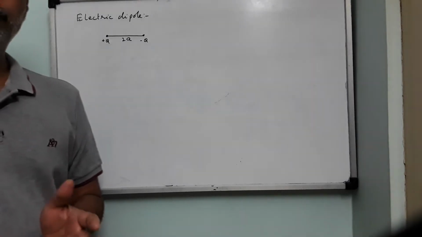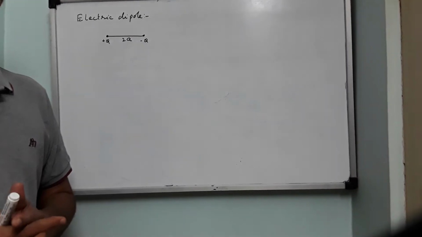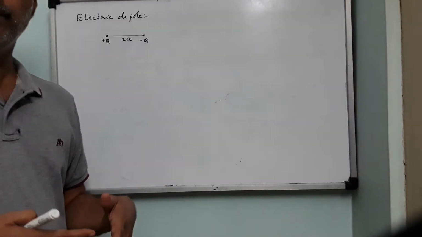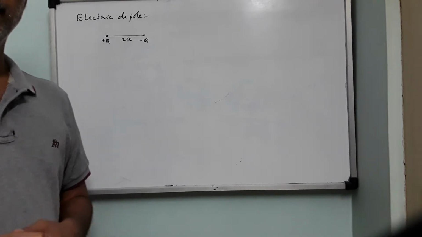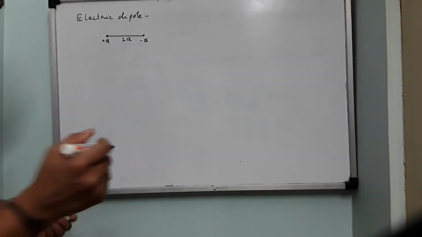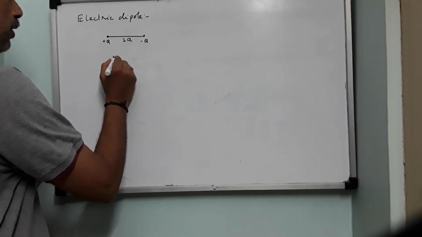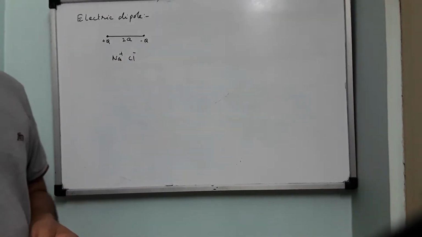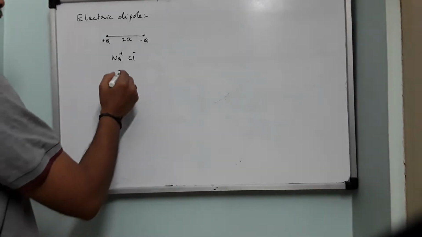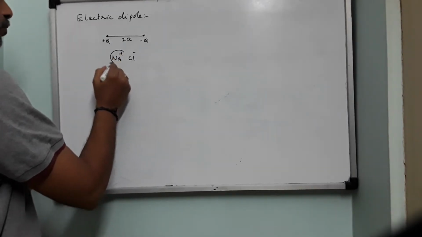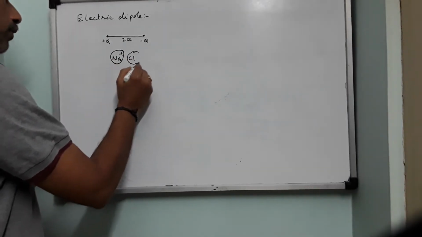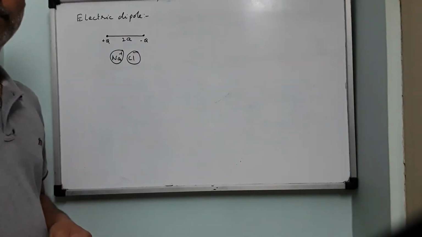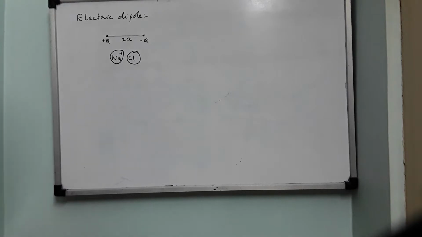Now dipole is actually a physical arrangement. We have so many dipoles in nature. Example, Na plus Cl minus can be a dipole. So in NaCl, total positive charge on sodium is equal to total negative charge on chlorine. Therefore, net charge on the dipole is always equal to 0.